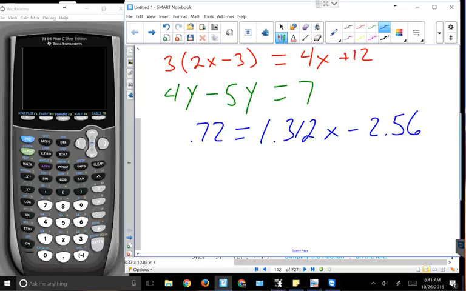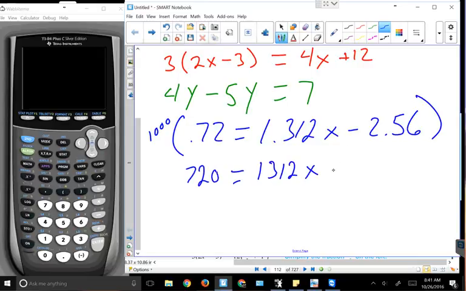Now, I want to ditch these decimals. Personally, I just work with the decimals because I'm just going to drop them into the calculator. But if I wanted to get rid of this and drop it into whole numbers, what I could do is multiply through by a number. Close though. How many places behind the decimal point here? 2. How many over here? 2. How many here? 3. Multiplied by 1,000. 3 zeros moves the decimal point over 3 places, so now I got 720 is equal to 1312x, okay, minus 2560. That's all it is.